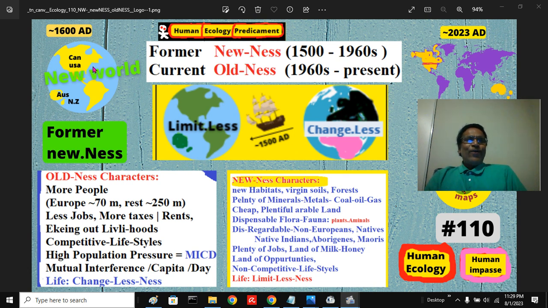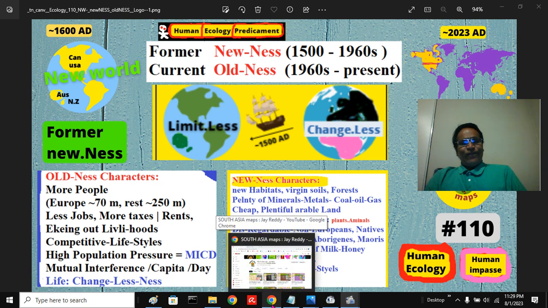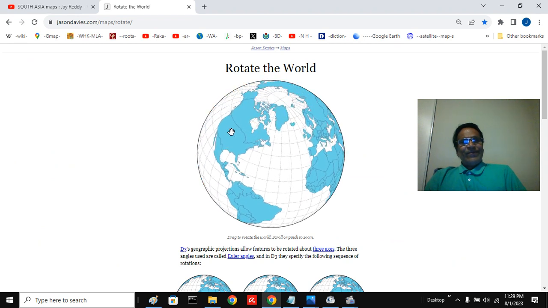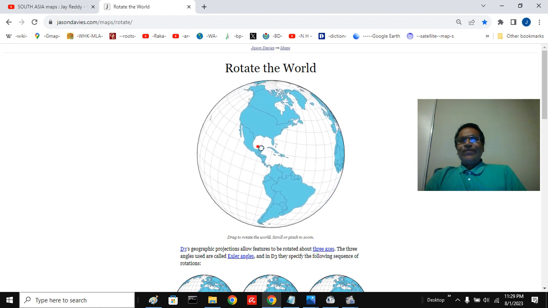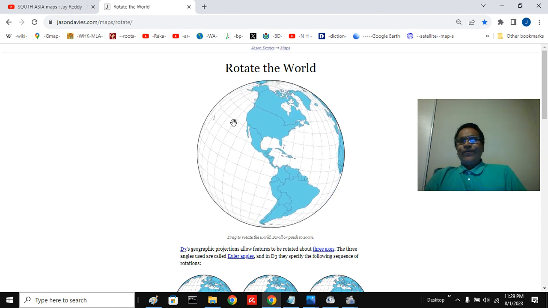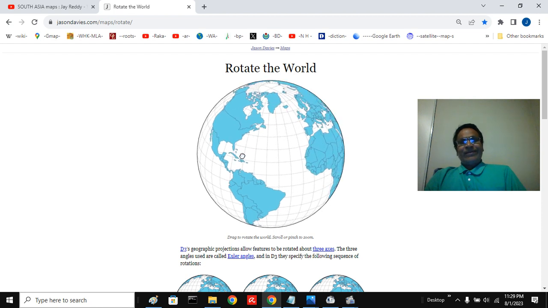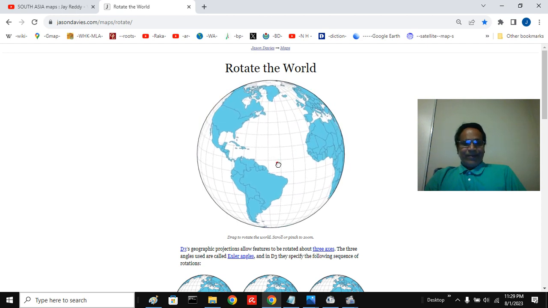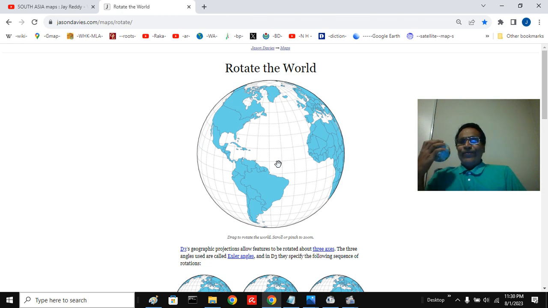The old new world formerly had a newness, currently it suffers from oldness. That means at the time of voyages and discoveries, the new world was new. It is a newness. That means fewer people, plenty of jobs. Now, the new world is suffering from oldness. That means the same character, changelessness, plenty of people, fewer jobs. To say this in other words, the entire planet Earth is now old.